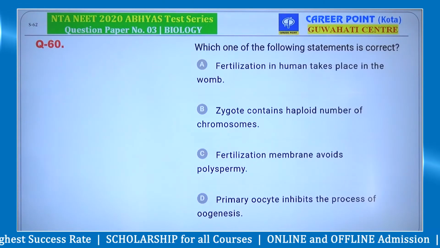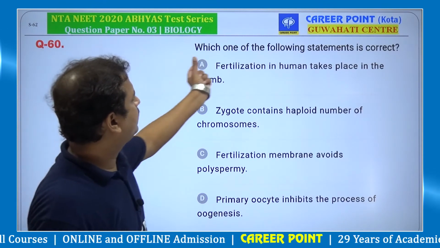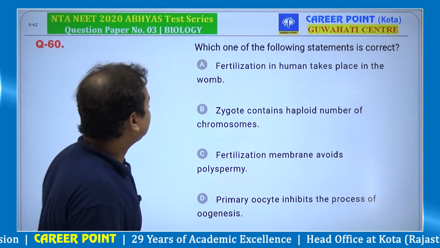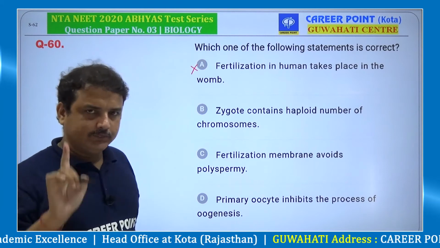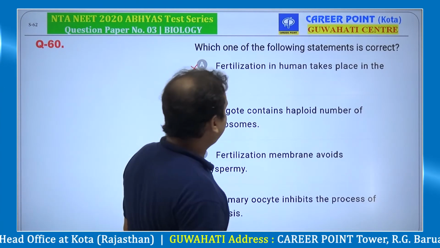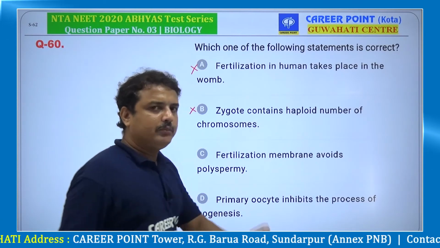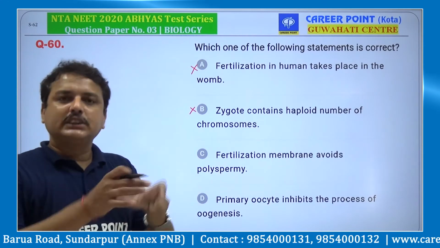Next, which one of the following statements is correct? Fertilization in human takes place in the womb. No, fertilization always occurs in the fallopian tube. Zygote contains haploid number of chromosomes. No, the zygote contains a diploid set of chromosomes. Clear? 23 from the ovum, 23 from the sperm.